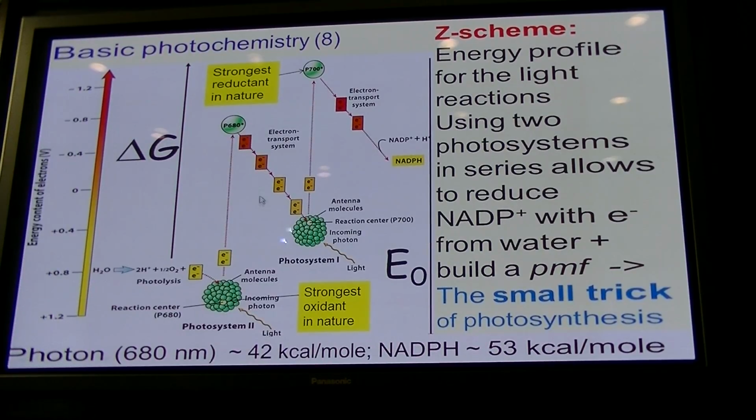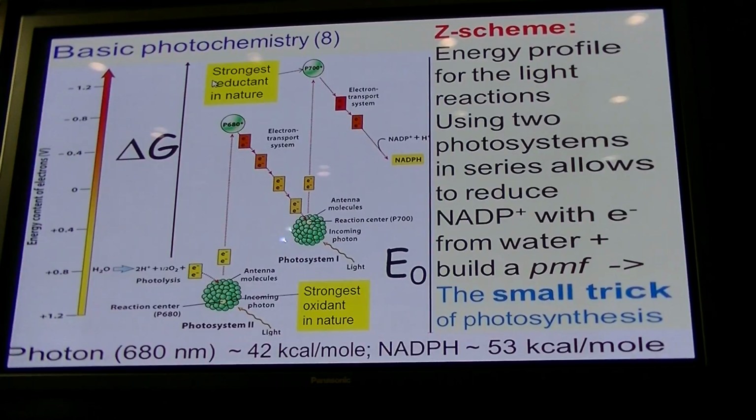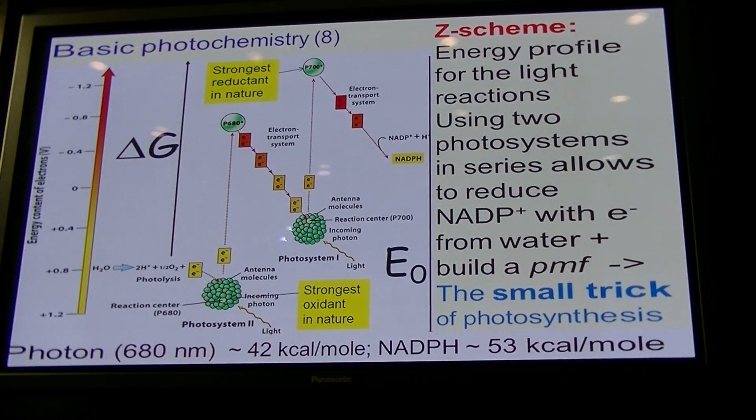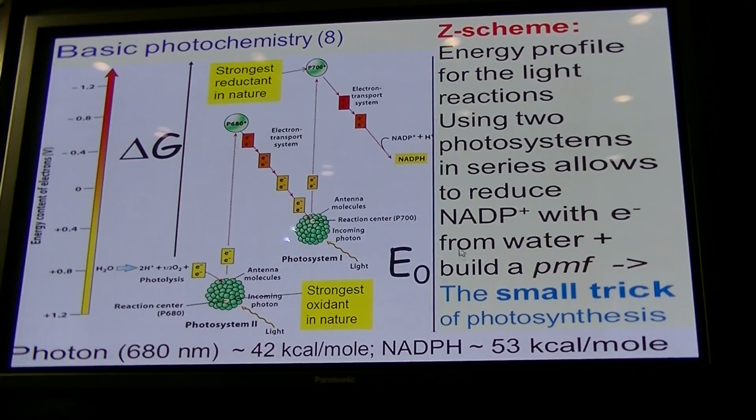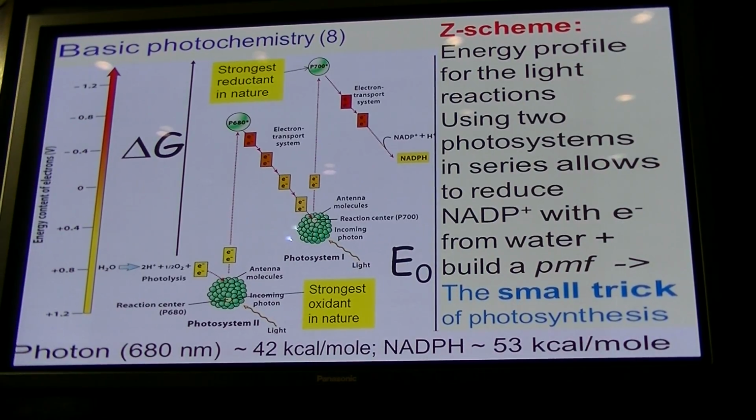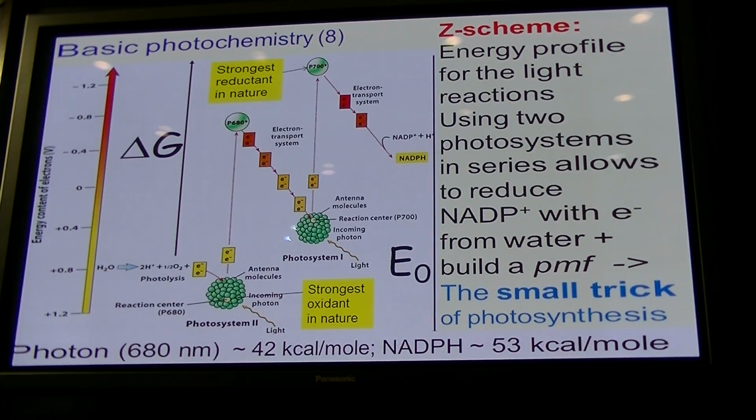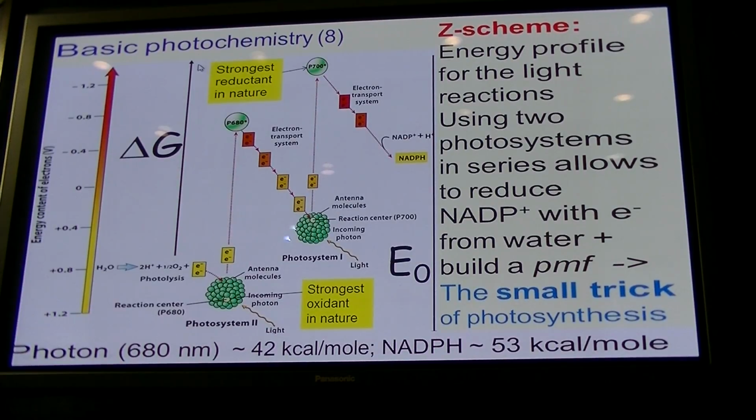So by having the 2 systems in series, we can overcome the energy difference between water and NADP, which is a big difference, and at the same time lose still some energy along the way in order to drive the synthesis of ATP. So the small trick of photosynthesis is to place 2 reaction centers in series, which allows life to overcome that difficult potential energy difference.